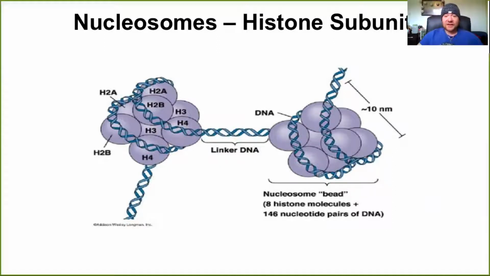So this basically is the size, about 10 nanometers in diameter. You might wonder where H1 is, by the way, because we've got H2A, B, 3, and 4. H1 is sort of in between here, not shown in the picture.